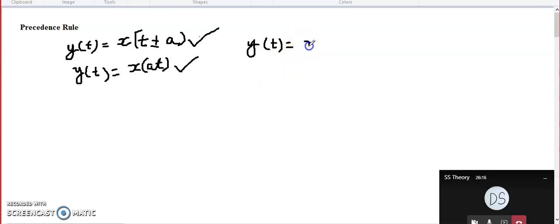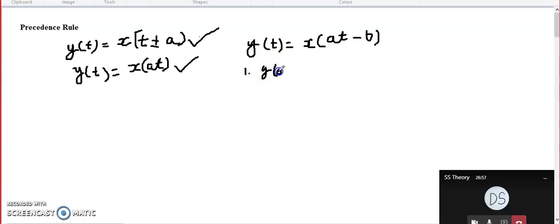Let us suppose we have a situation where x is x of at minus b. So time shifting is also there and time scaling is also there. Which one should we perform first, time shifting or time scaling? This is what the precedence rule is. The rule should be that it should be mathematically correct.